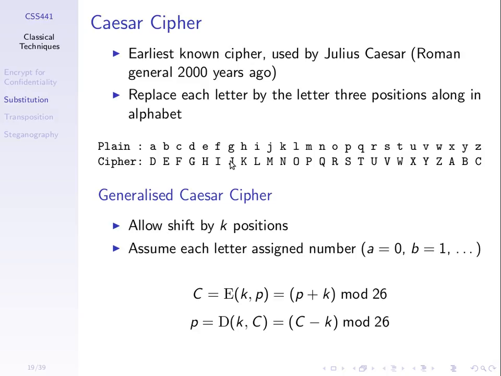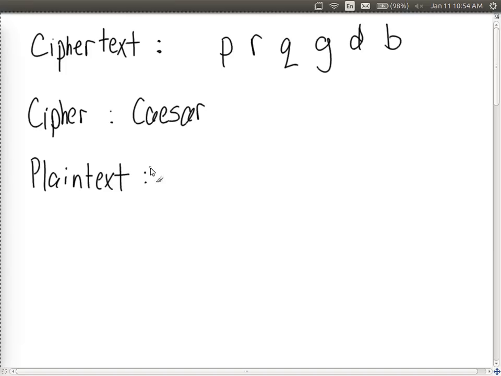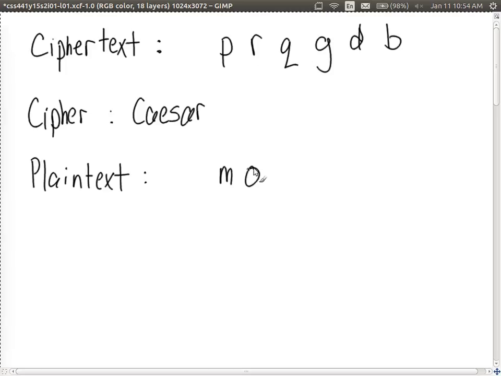Why G? Have I written down the wrong thing? D. G, sorry, not Q. G goes back to D. P becomes M. R goes to N. O. Q goes to N. And we get our plaintext. So we shift to the left.